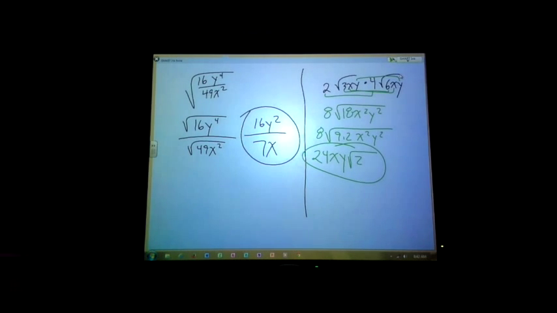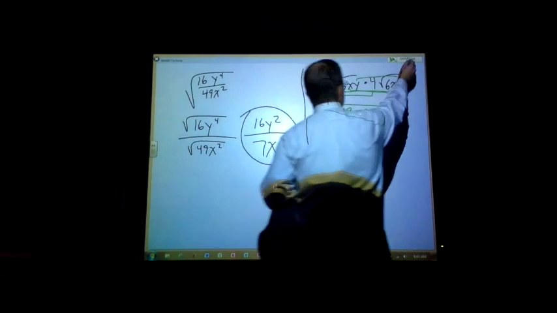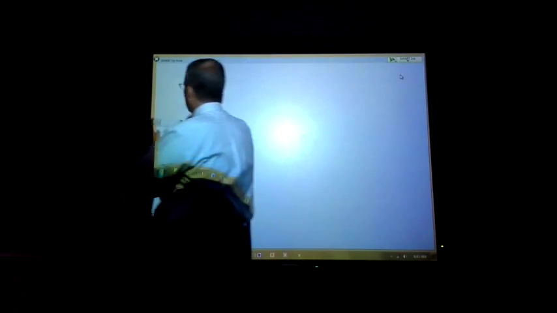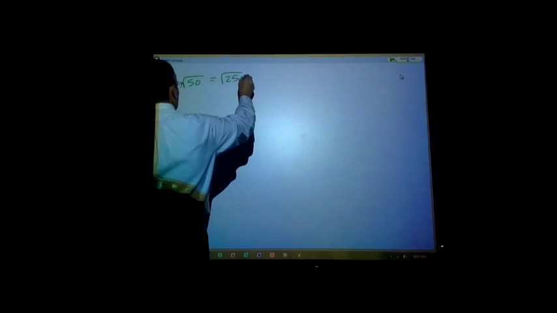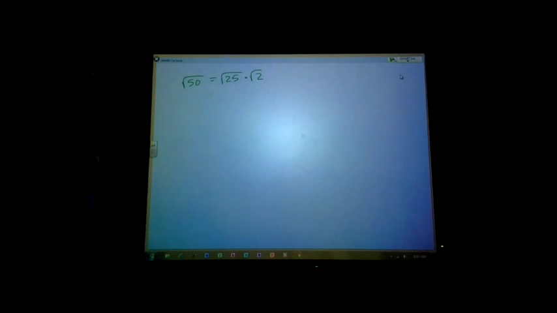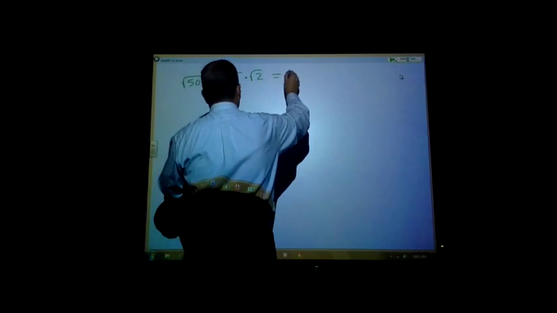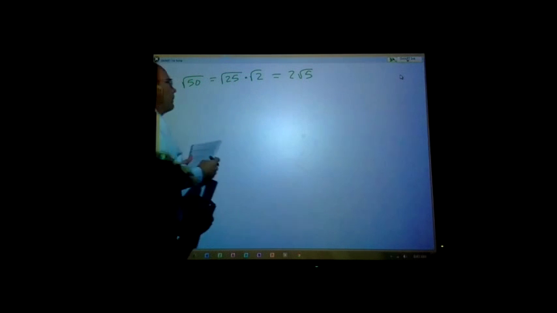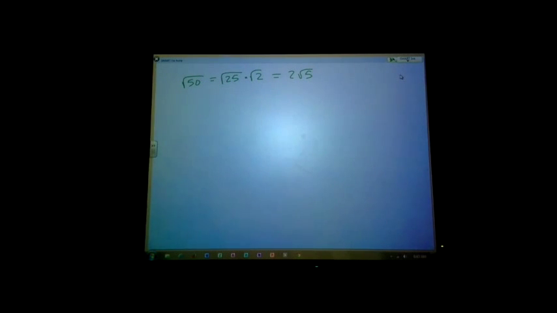I get it, I think. Ooh, a mistake has been made in each. Find the mistake and correct the problem. So they have square root of 50 is the same thing as this times this. And then they say this is the answer. Do we see a mistake?